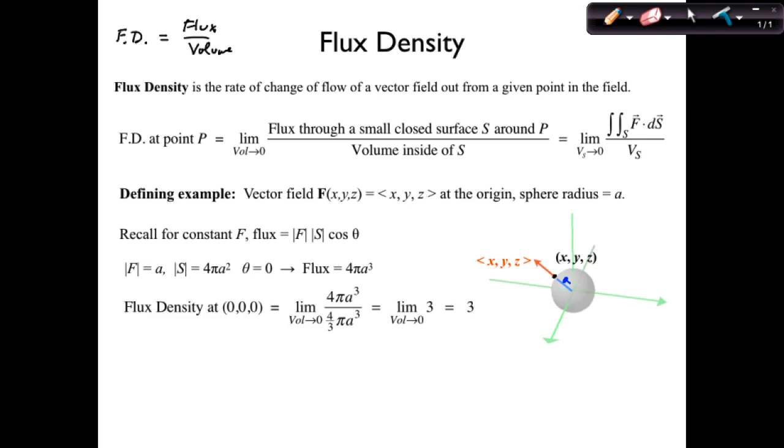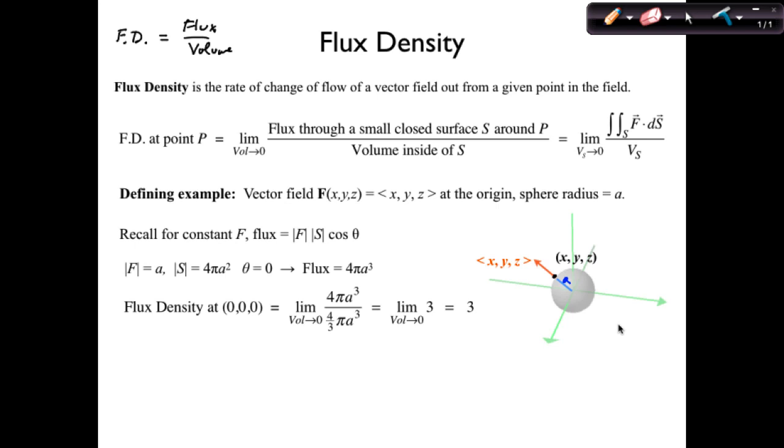So then the flux density is the limit of the flux, the 4 pi A cubed, divided by volume. The volume of our sphere is 4/3 pi A cubed. And then you get 3. So this is irrespective of the radius. And so then you get a flux density of 3 at the origin.